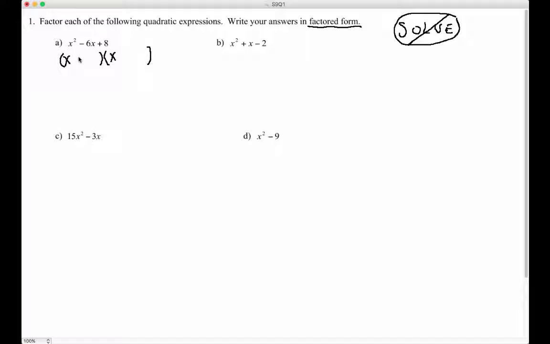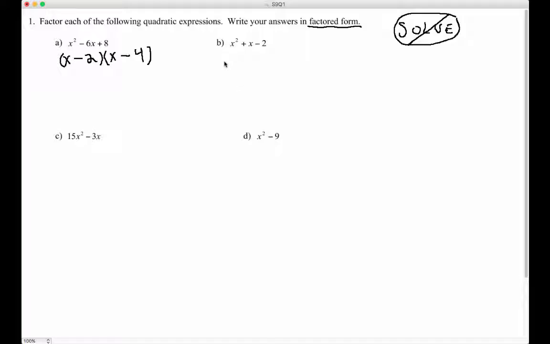I know that 2 times 4 gives me 8 and 2 plus 4 gives me 6, but it can't be positive. They're both going to have to be negative because, when I add a negative 2 and a negative 4, I get a negative 6x, okay? So hopefully that was fairly straightforward.